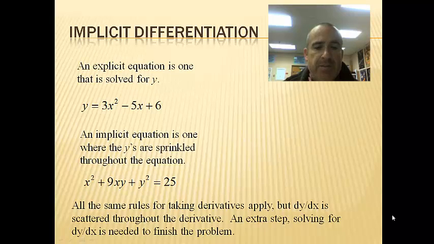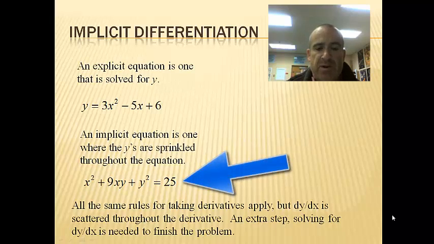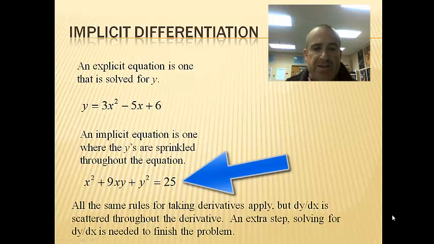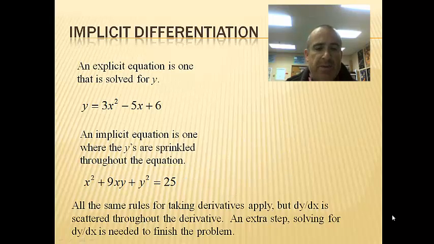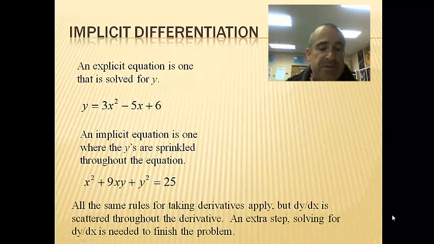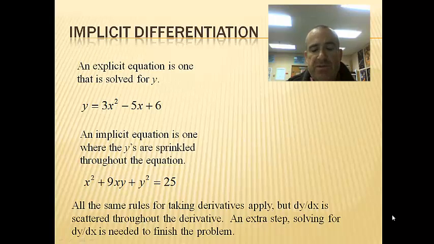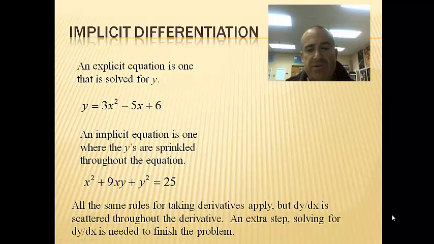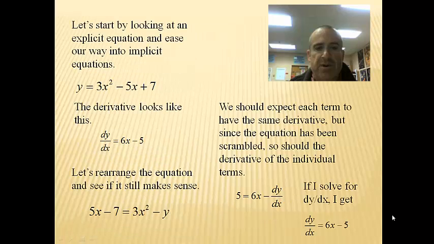On the other hand, an implicit equation is one where the y's are sprinkled throughout the equation, and that's the bottom one, the x squared plus 9xy plus y squared. This you may recognize from Algebra 2 as the basics of a circle, a hyperbola, an ellipse. All of these are ones that are more implicit, and you have to have a different type of derivative for that. Now the good news is all the same rules for taking derivatives apply, but we just have one extra step. We're going to have to solve for dy dx at the end in order to finish the problem.